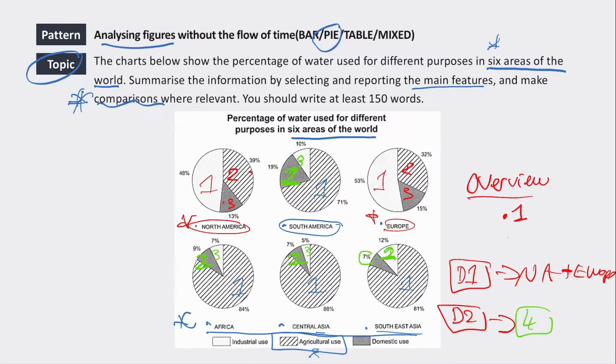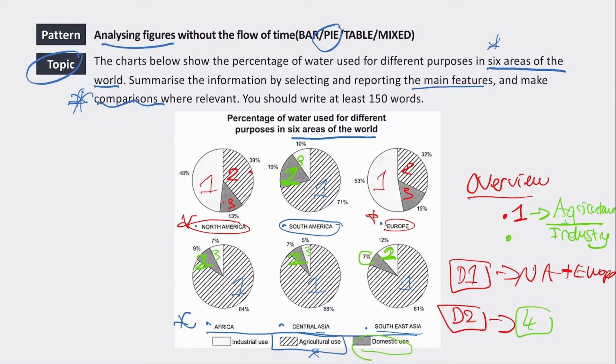Okay, and so in my overview, the first thing I'm going to talk about is the differences over agriculture versus industry, because that's the biggest difference, the biggest comparison we can see in this data. Then we can talk about how usually the smallest amount of water is used for domestic use, and it is usually number 2.